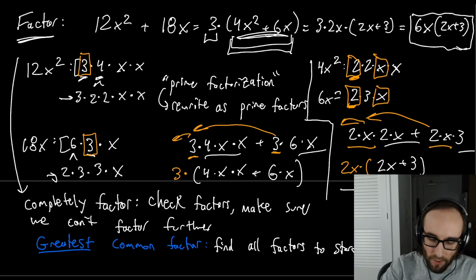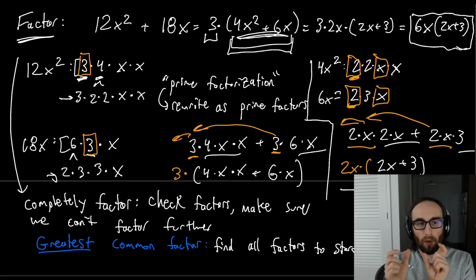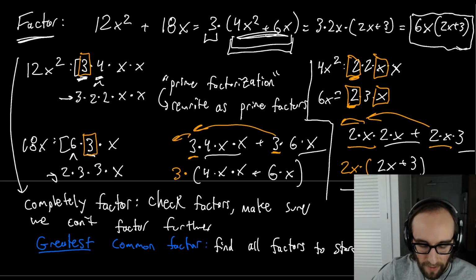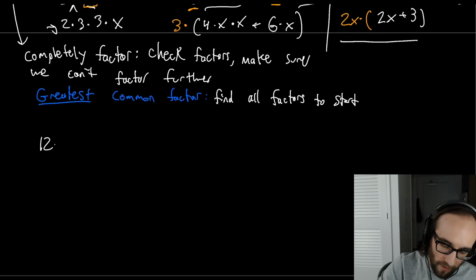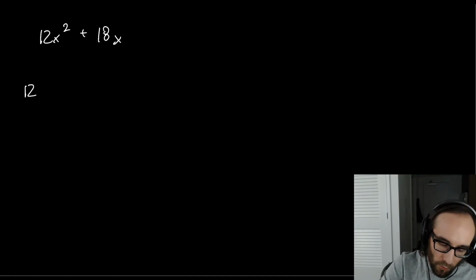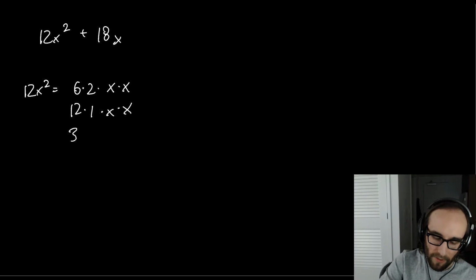Another way to do this is to look at the different ways we could rewrite the terms and then look at all of the factors that we have for these terms and find any that they share. And then the highest number they share is what we're taking out. So a quick example, 12x squared plus 18x. Our same example here. 12x squared can be written as 6 times 2 times x times x. It can be written as 12 times 1 times x times x. It can also be written as 3 times 4 times x times x.